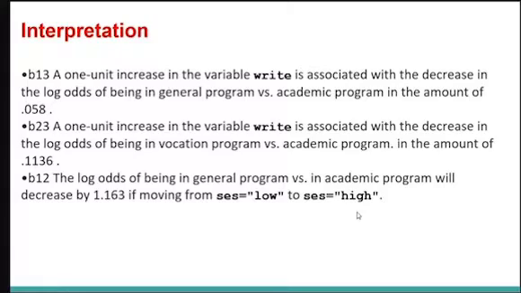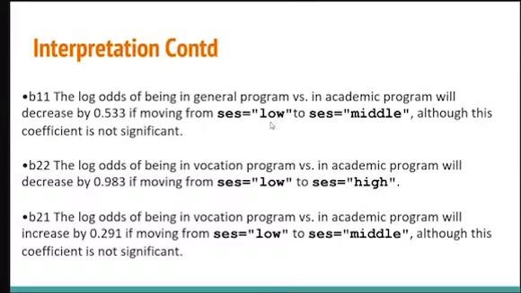Does that make sense? Whatever estimate corresponds to the categorical predictor, I need to start from the low that was the reference to whatever you see. The same thing here: I'm also going to go from low to middle, low to high. So I think that is the explanation of what you see. Okay, that is the interpretation.